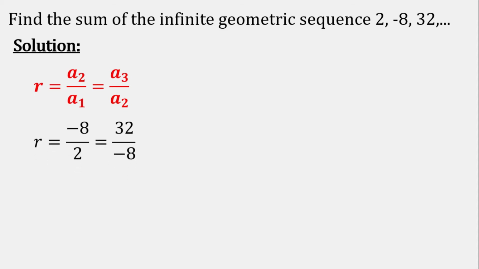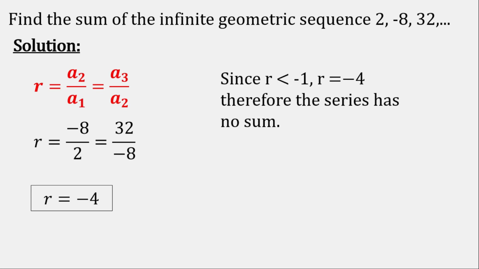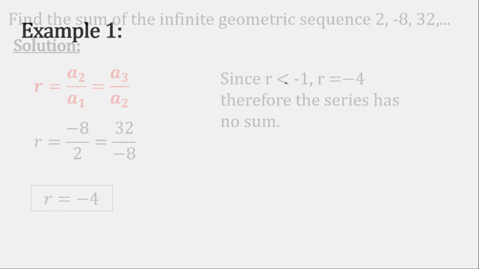In this example, find the sum of the infinite geometric sequence 2, -8, 32, and so forth. This is an alternating sign geometric sequence. Therefore, we can say that the common ratio is negative. Let's divide -8 by 2 and 32 by -8. Then we get a common ratio of -4. Since -4 is less than -1, this sequence has no sum. So that's how easy it is. Now let's proceed to our examples.